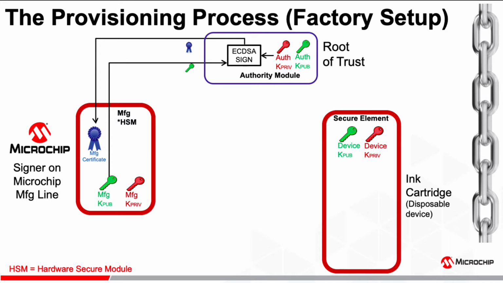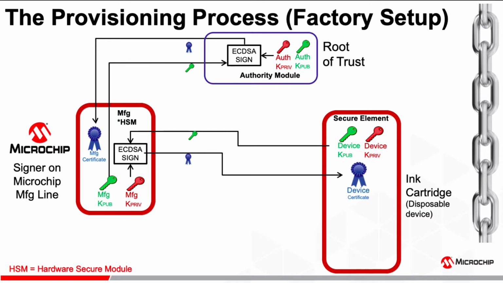The manufacturing line will ask the secure element in the ink cartridge for its public key. The manufacturing line will sign that public key with its own private key, creating a certificate which assures the world that this ink cartridge was made on that particular manufacturing line. Now, when this ink cartridge gets out into the world, people are going to want to know more than was this ink cartridge made on that particular manufacturing line. They need to know that the manufacturing line is genuine in itself. So that information is also placed inside the ink cartridge.